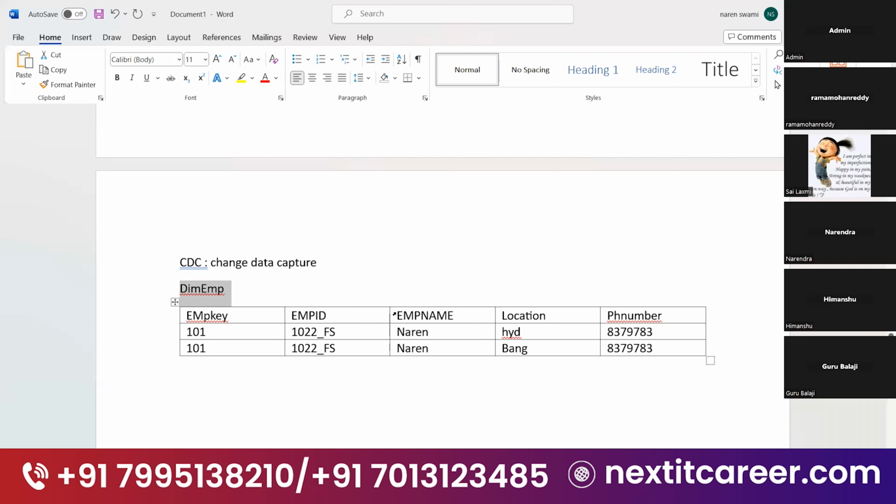So based on capturing the change data, the slowly changing dimensions are divided into different types. Those types are known as type 1, type 2, type 3. So this is what change data capture is.